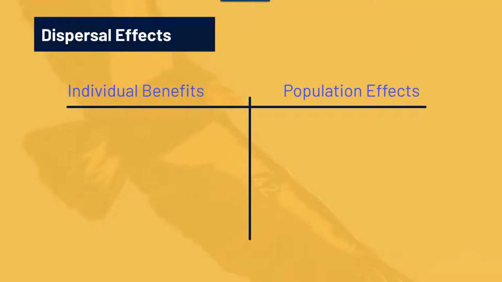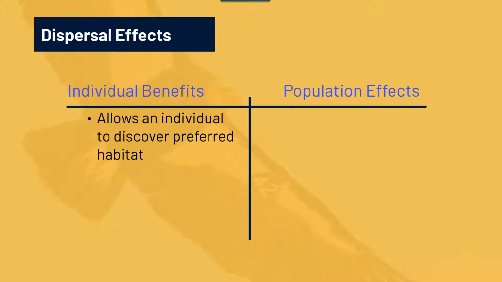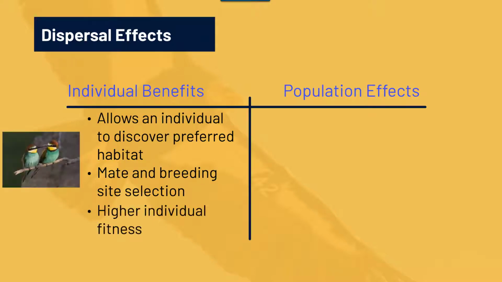So there are both individual benefits as well as population effects that occur when this process of dispersal happens. On an individual level, dispersal allows an individual to discover preferred habitat, to determine its preferred mating and breeding site, as well as increase its individual fitness. By finding a region that is preferable as well as beneficial to an individual, that individual is increasing its odds of survival and also of breeding success.